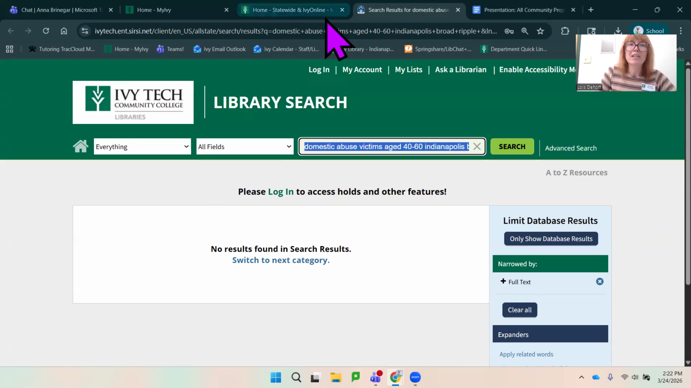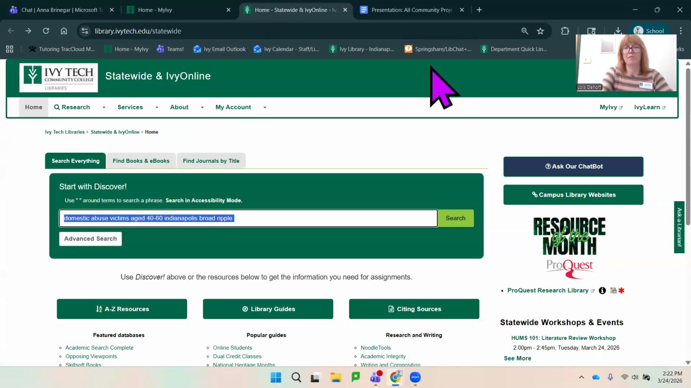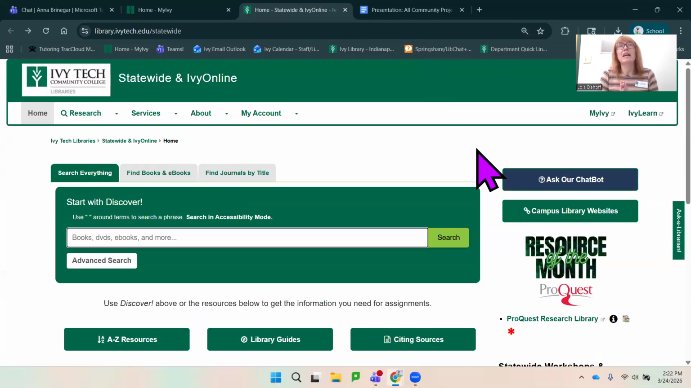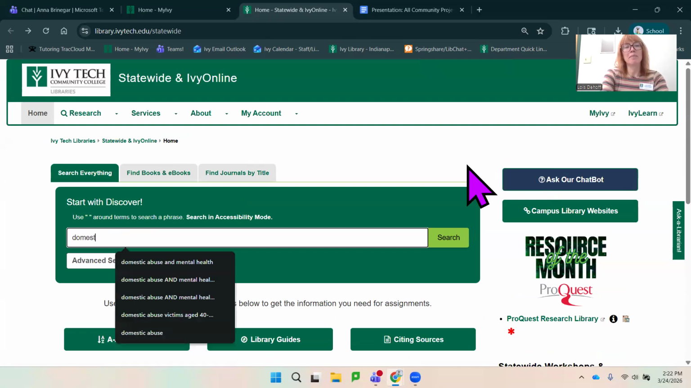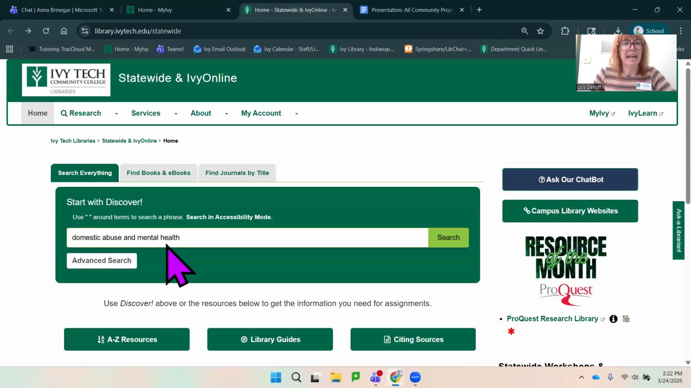And so if I try this another time, this is another way of doing it. And in fact, this is where I'm going to start showing you some good ways of doing something like this. So research really does require keyword searching, but it also requires punctuation. And so when I type in now, say I wanted to look at domestic abuse and mental health. If I did this, I would be giving the computer more information, domestic abuse and mental health.